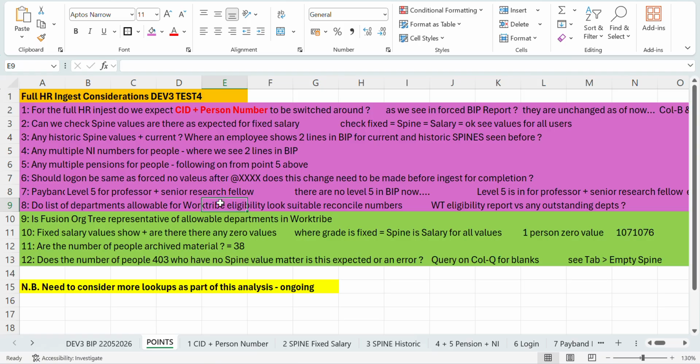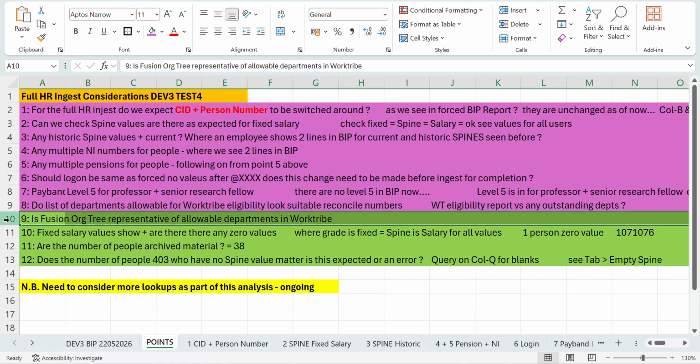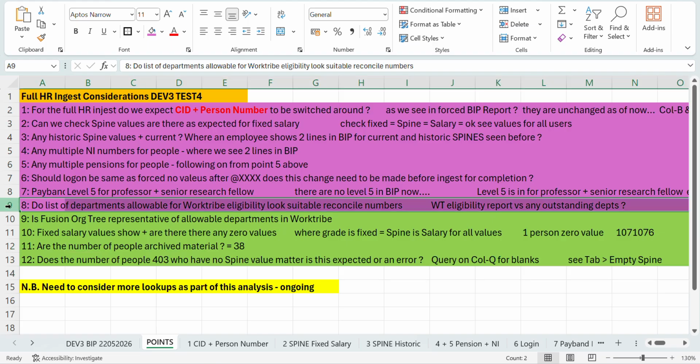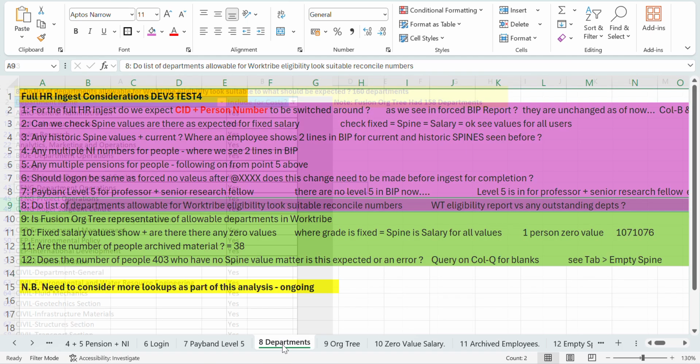So I can present the departments here, but maybe it will need to be carried on a bit further with some more analysis within Worktribe that looks reasonable. And a little bit of follow on from our next point as well is the Fusion org tree representable of the allowable departments in Worktribe. Let's do one at a time. So number 8 is list of departments allowable for Worktribe eligibility. So let's come over to number 8.